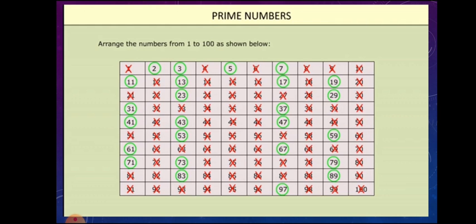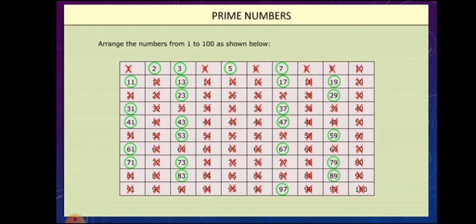Then you will find that the next uncrossed number is 3. Then encircle 3 and cross out all the multiples of 3, other than 3 itself. Encircle 3 and cross out all the multiples of 3. Now step 4: the next uncrossed number is 5.